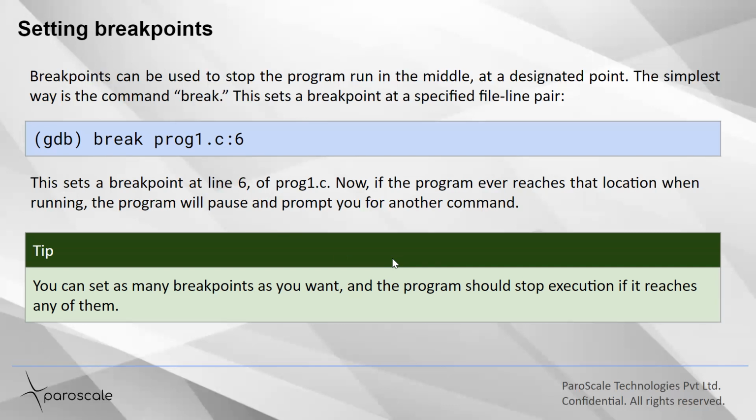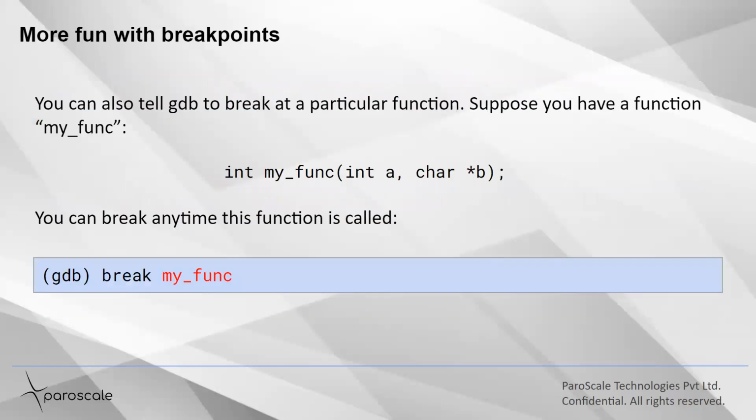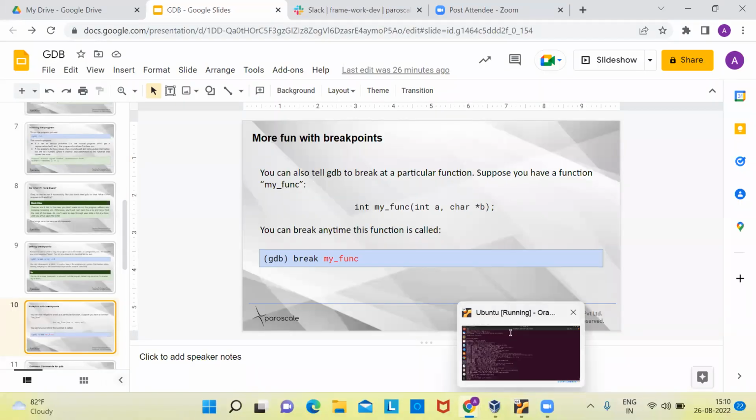Suppose I want to set a breakpoint on a specific function also. Here, suppose this is the function, my function, which I'm using in my code. If I want to add a breakpoint on this function, you can do that. If you have another function, you can add a breakpoint on that function also. So you can add multiple breakpoints in this case.